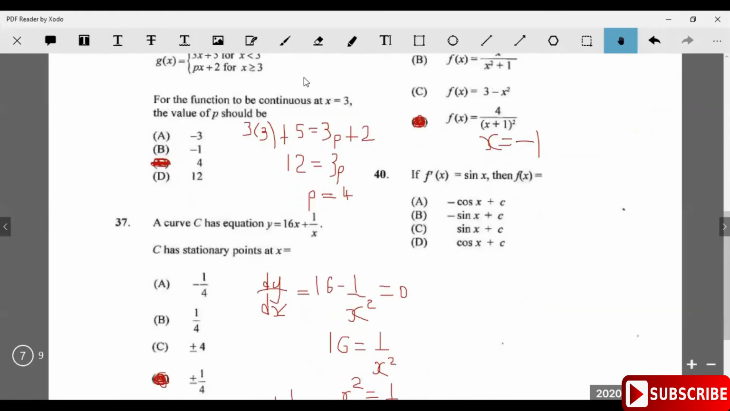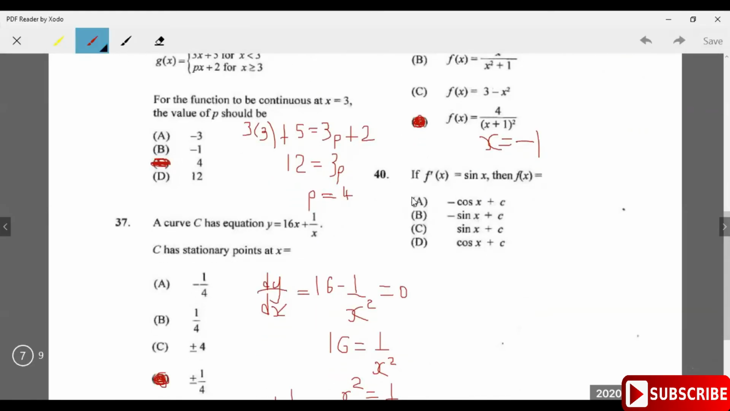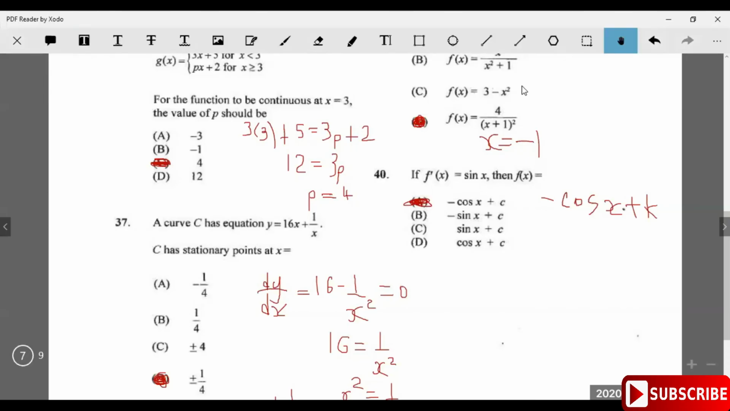Question 40 asks us to find f of x when f prime of x is sine x. If f prime of x is sine x, when you integrate sine x, you get f of x. So notice now, when you integrate sine x, you get minus cos x plus some constant. That looks like option A. Easy.